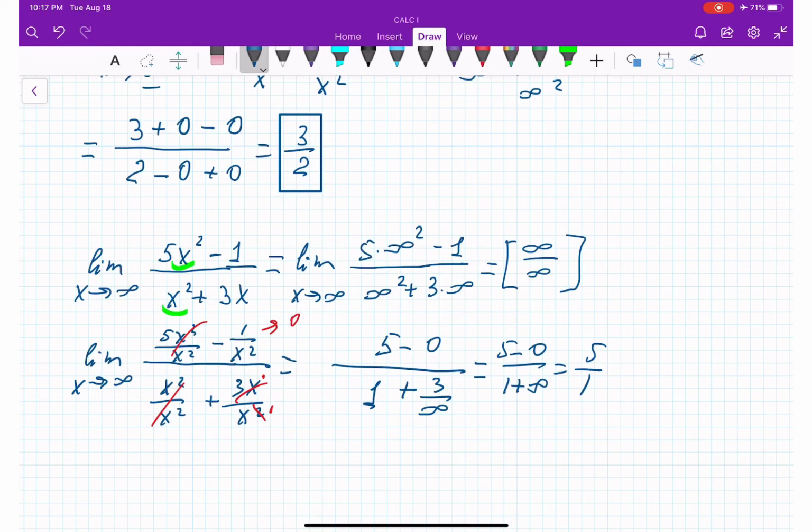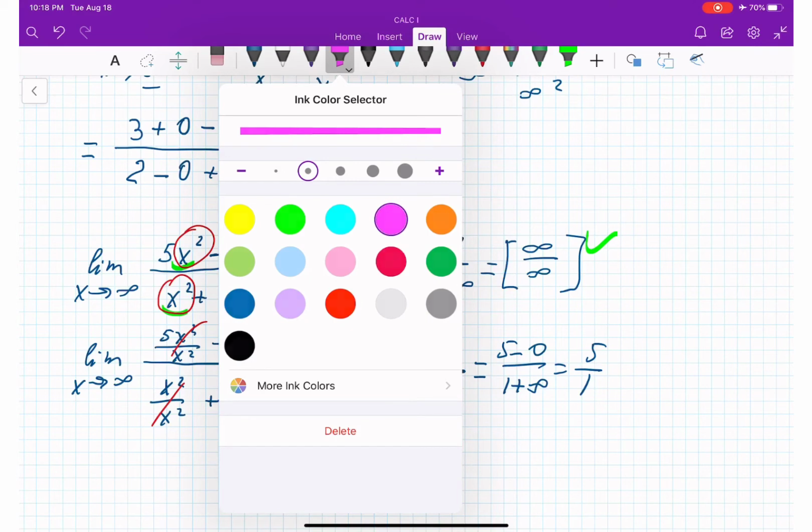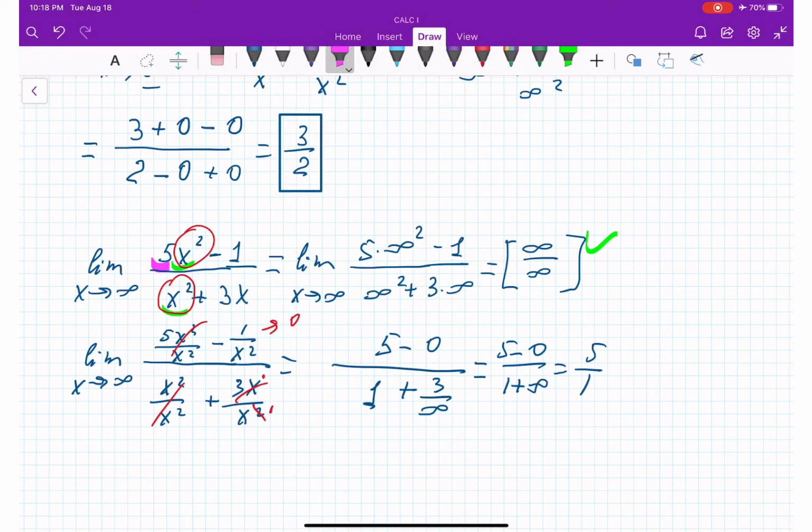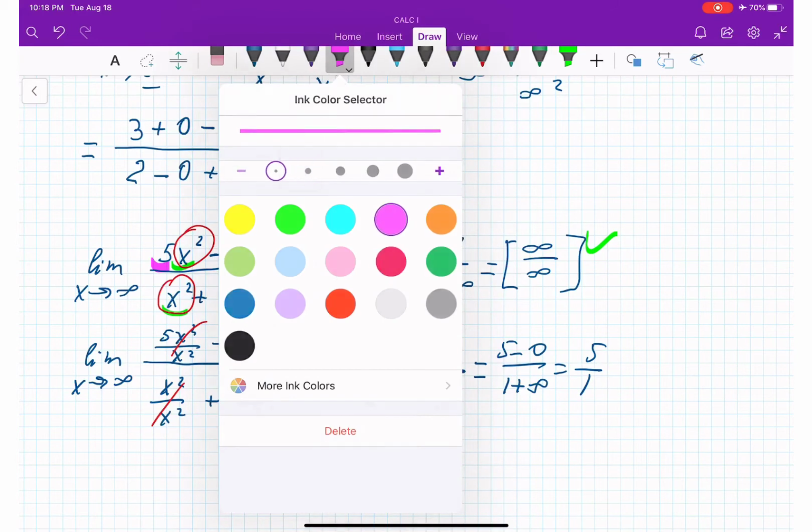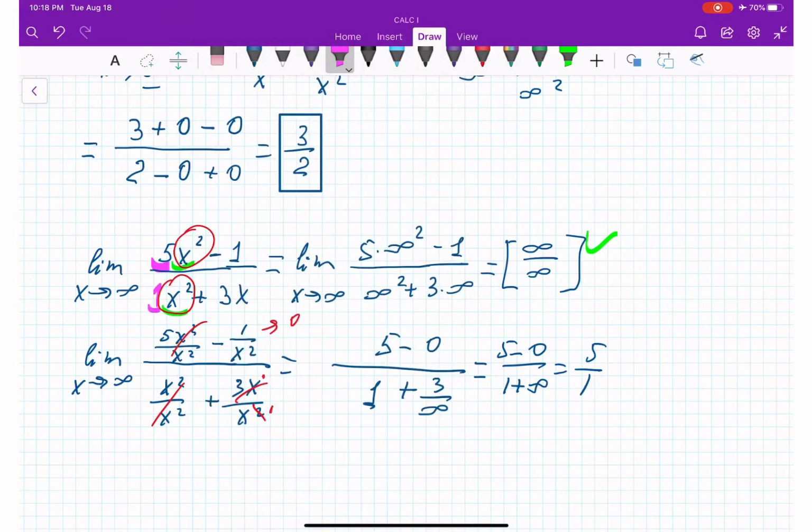Let's look at one thing here. We have x squared. We have at the bottom also x squared. When the highest degrees are equal, in the case of infinity over infinity, the result is going to be the coefficient of the numerator for the highest degree divided by the coefficient, which is going to be 1, of the highest degree in the denominator. So here we get 5, here we get 1.